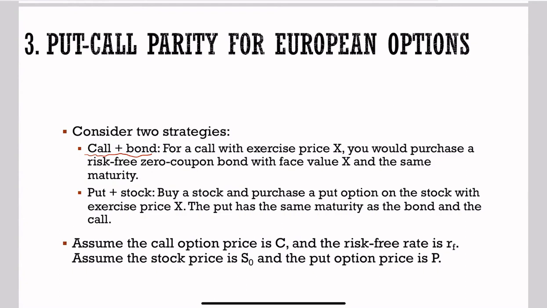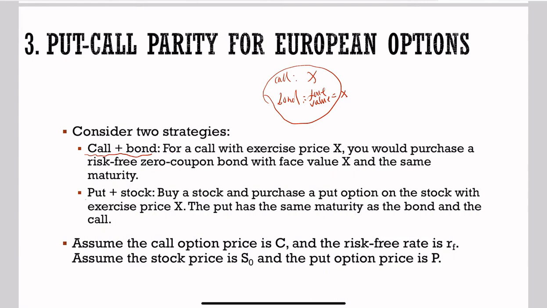So let's say you will buy a call with exercise price X, right? So this is your first portfolio. You will have a call and it will have an exercise price of X. And then you will have a bond, right? And this bond is a zero coupon bond. And it has a face value of X. And we further assume the call and the bond have the same maturity. Right? That is, on the same date, the call would expire and the bond would just mature.